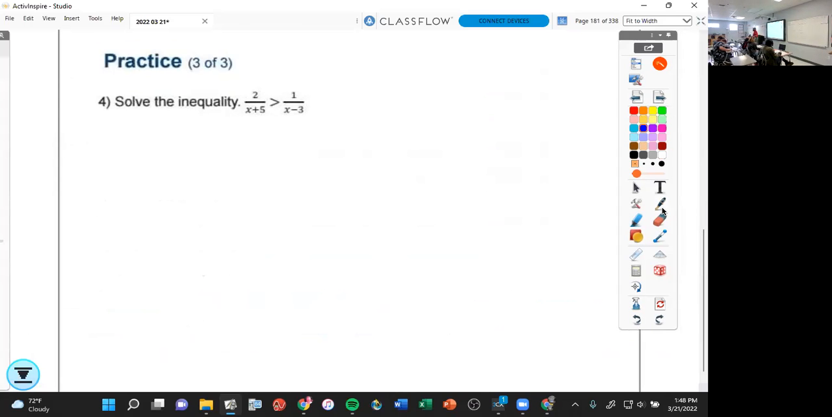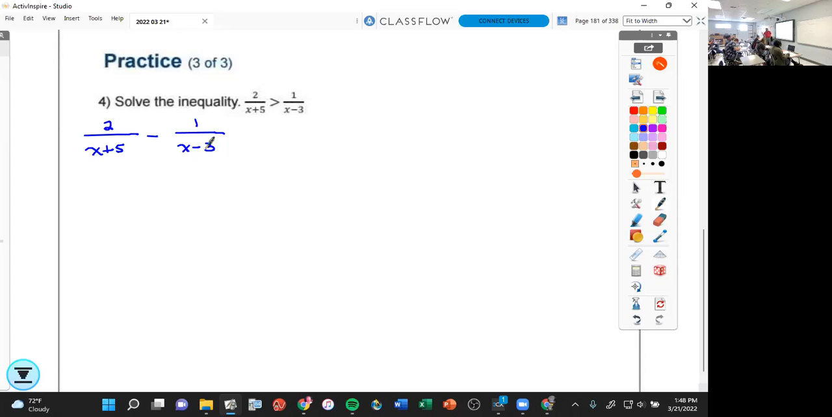Number 4, is that general form? No. How do I put it in general form? You have to have it set to equal 0. Now, does it matter which way I go? No. I could move this guy over or this guy over. It doesn't really matter. In this case, I honestly don't see a benefit to one over the other. So I'm just going to make 0 on the right side because that's what I'm used to. I'm going to subtract 1 over x minus 3 from both sides. So I have 2 over x plus 5 minus 1 over x minus 3.